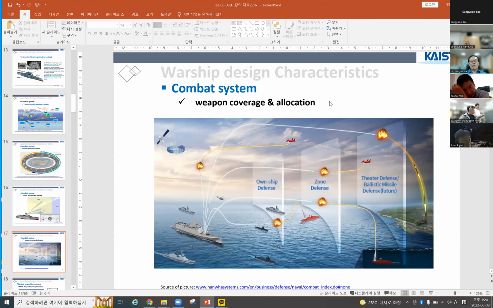And the weapon coverage and allocation. The long range is theater defense, then zone defense, then ownship defense, step by step. From long range to close range, they allocate many sensors and weapons.